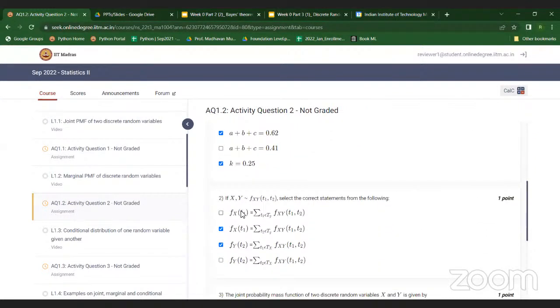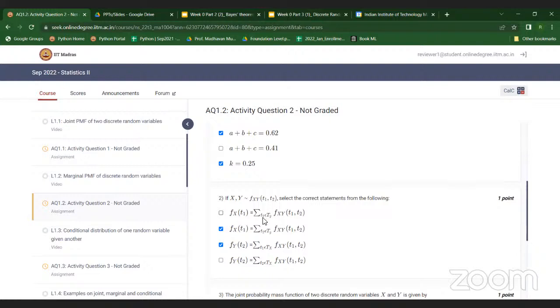Because, yes, sir. I'm not able to read the notation. I'm not able to decipher anything. Okay. So this fxy of t1 comma t2, that's okay, right? The summation alone you're finding difficult to read and understand it.